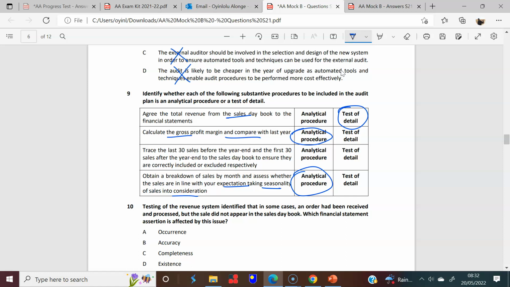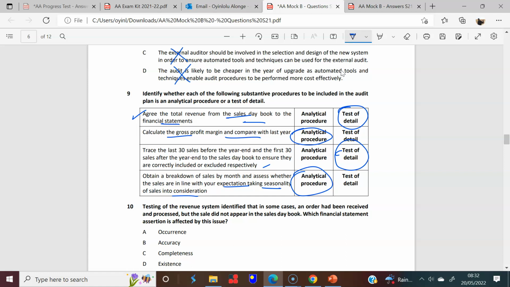Probably one of the first substantive procedures you'll carry out, if you like, before you actually start assessing the work in the sales daybook, because you're then going to go sales daybook to original documents. But just doing that first just confirms that. So that's a test of detail, and this is almost a sort of cutoff test, so to speak, and so that is a test of detail as well.